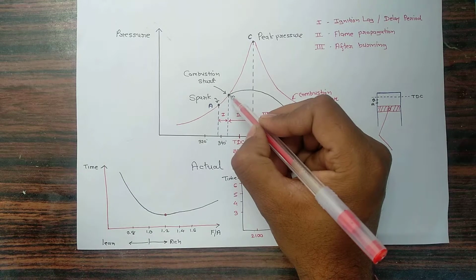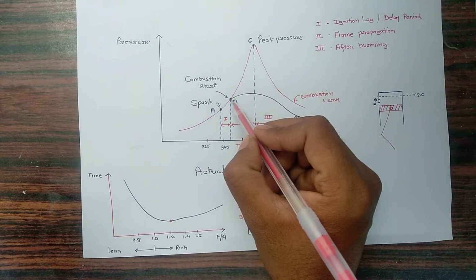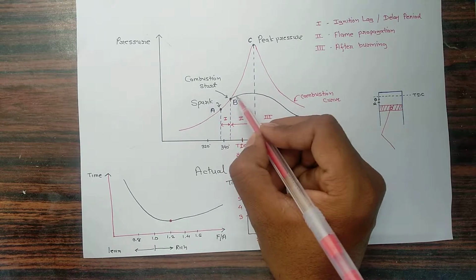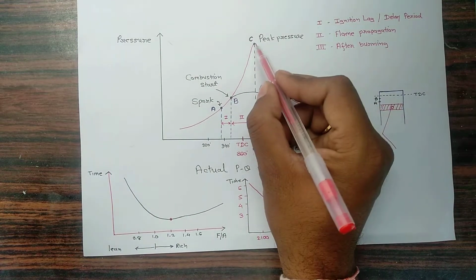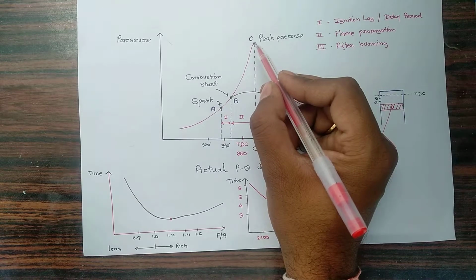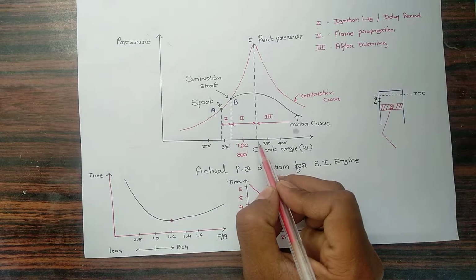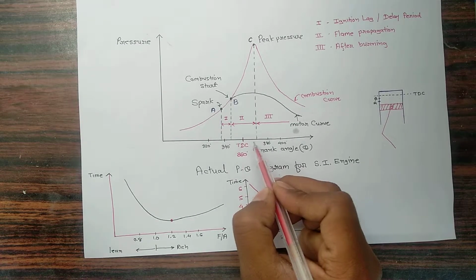The second phase is from point B to C. Point B is the deviation of the motoring curve from the combustion curve, and C is the point where the pressure is maximum. It is the peak pressure. The peak pressure is generated some degrees after top dead center.